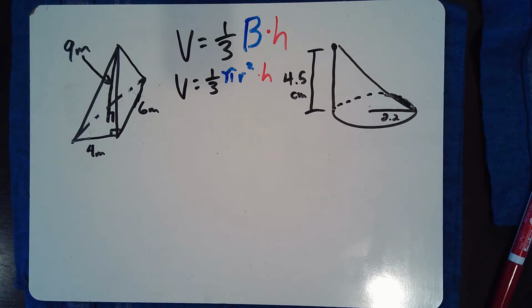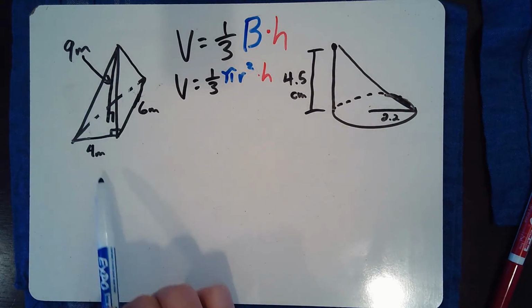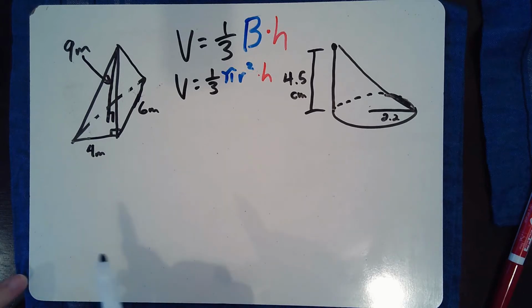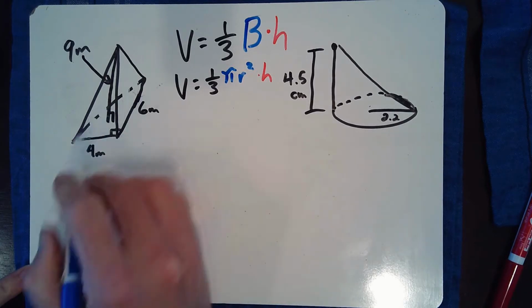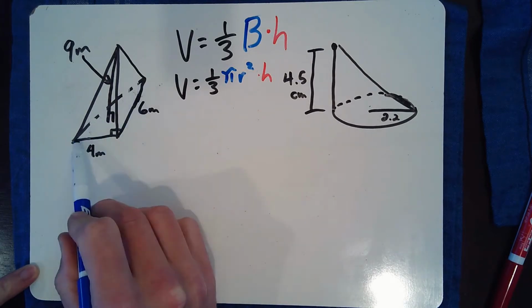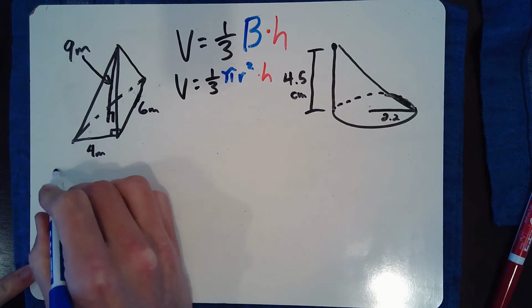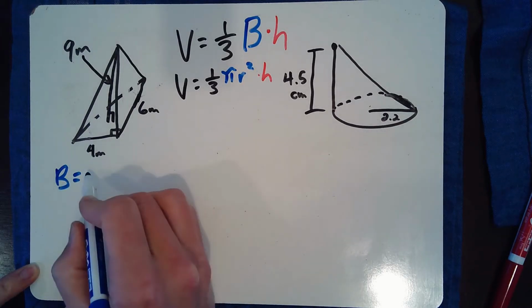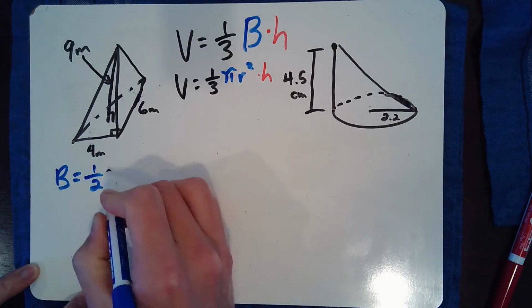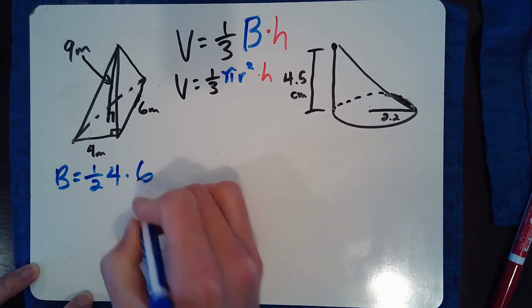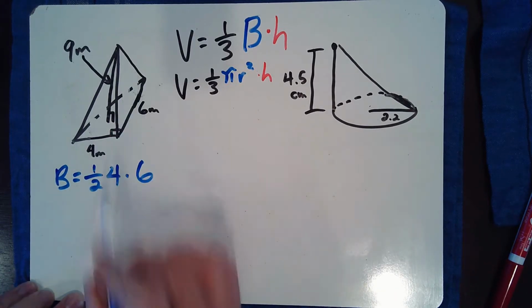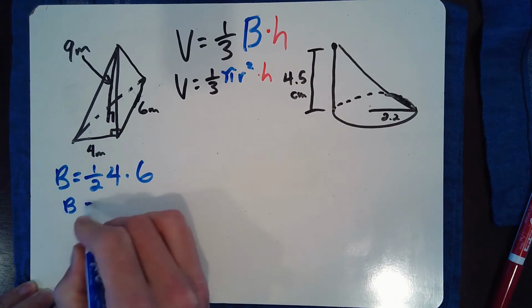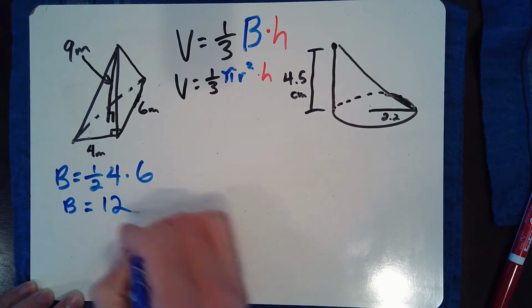First things first, I am so sorry. This picture is terrible, but you know what it looks like, so you're good. This is a pyramid with a triangular base on the bottom here. So what you want to first do is find the area of that base, just like a prism. The area of the base is a triangle, so it's 1/2 the base times the height. So 1/2 times 4 times 6, and that gets me a base area of 12.